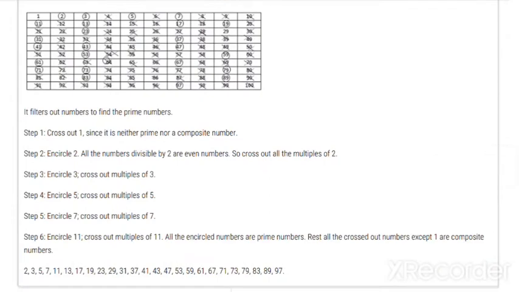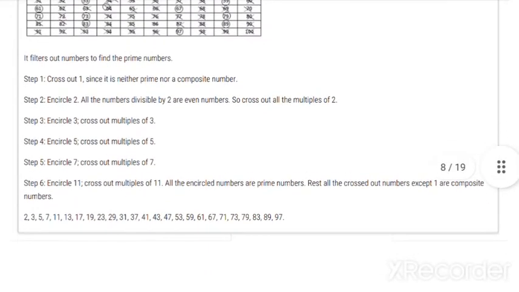And afterward, last, you will see all the encircled numbers are prime numbers, and all the rest of the crossed out numbers except one are composite numbers. So, children, between 1 to 100, the prime numbers are 2, 3, 5, 7, 11, 13, 17, 19, 23, 29, 31, 37, 41, 43, 47, 53, 59, 61, 67, 71, 73, 79, 83, 89 and 97.